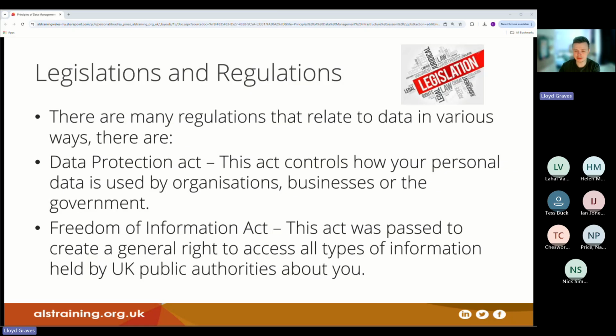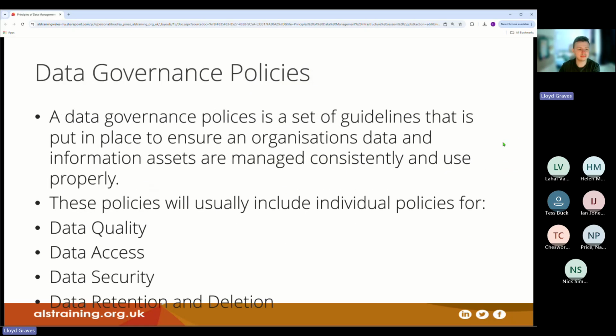As well as legislation, there are data governance policies. So again, every organization will have data governance policies, and there'll be policies that outline various different things around data. Some of these things here, I've just realized I'm going off the page there. But yeah, things on data quality, data access, data security, retention and deletion of data. And like it says up here, they're basically there to ensure that assets are managed consistently and they're used properly. It helps stay within that legislation I mentioned on the last slide.